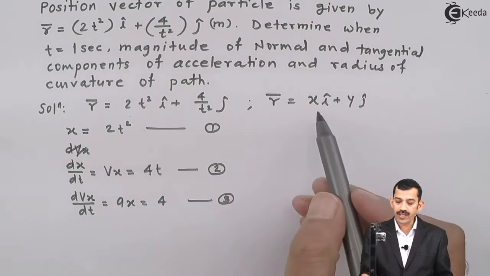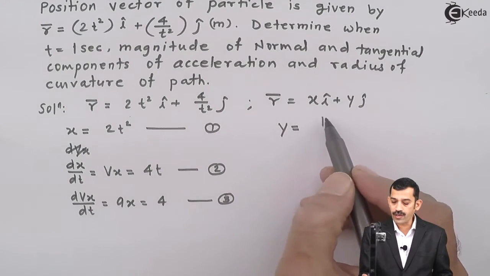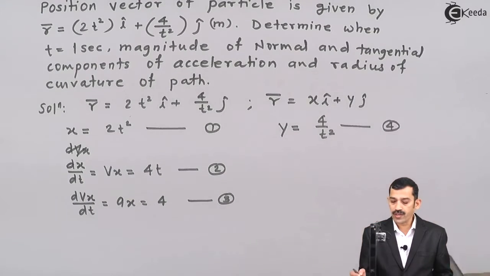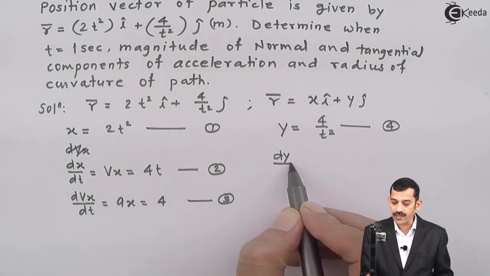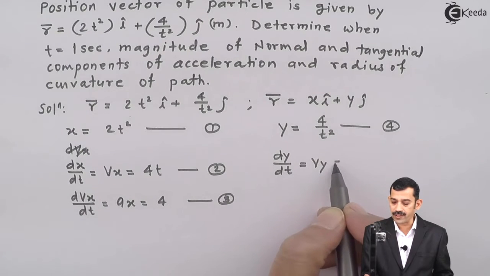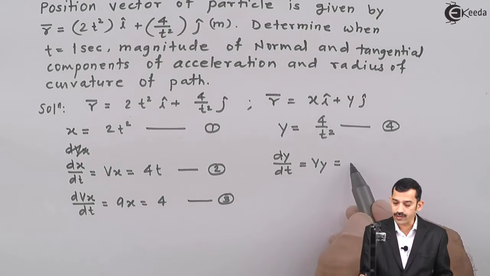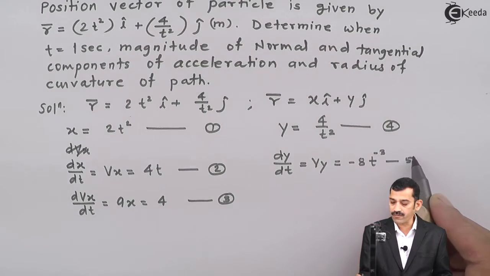Similarly, as x is 2t square, y is equal to 4 upon t square. Say equation number 4. If we differentiate equation number 4, that means y with respect to time t, what will we get here? dy by dt, which is equal to Vy. Now if we differentiate, this one is 4 into t raised to minus 2. That means minus 8 into t raised to minus 3. This is equation number 5.